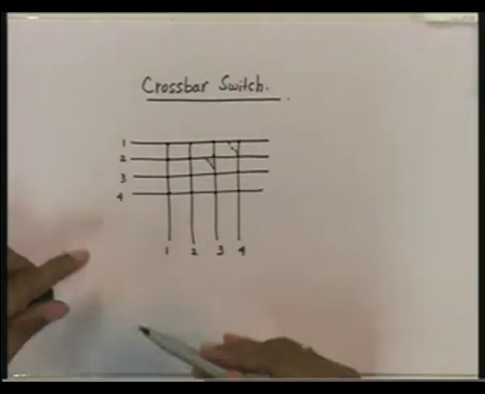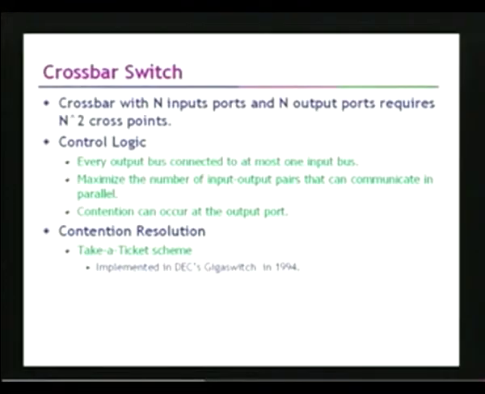So such a crossbar architecture is scalable, but the disadvantage compared to a shared memory architecture or a shared bus architecture is that it will require doubling the packet memory. You will have to have an additional packet memory for storing the packets. Of course, the advantage is that this architecture is scalable. As we said, a crossbar switch with n input ports and n output ports requires n squared cross points.